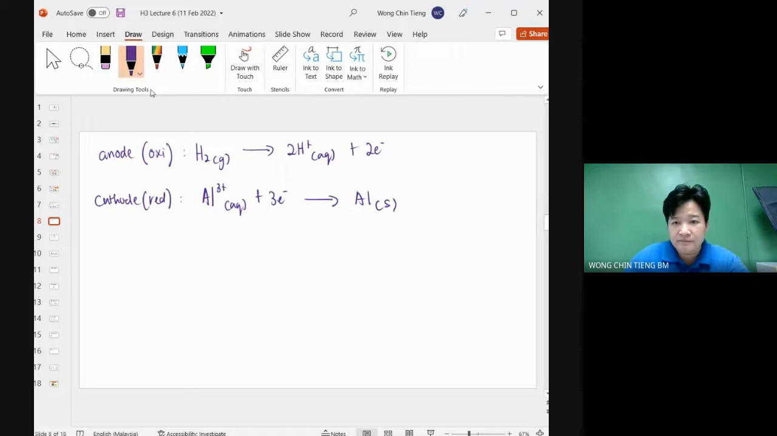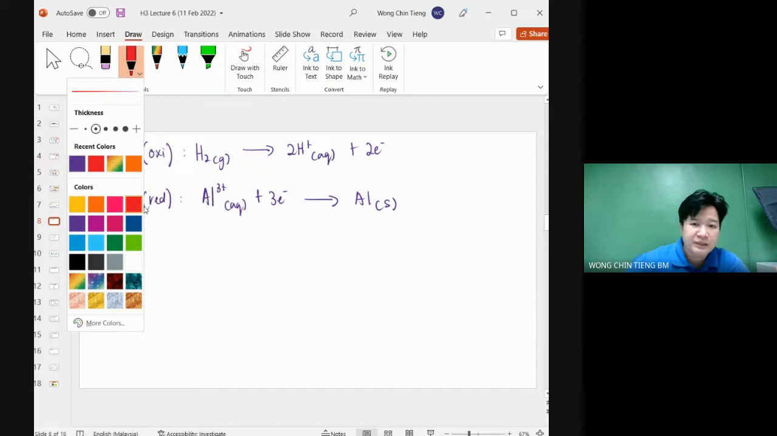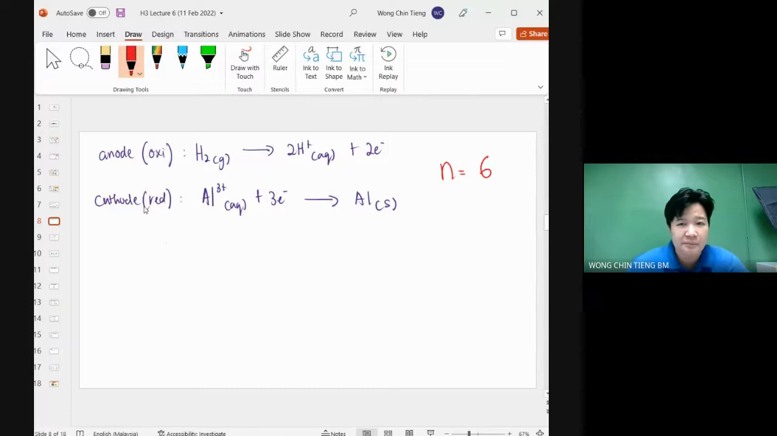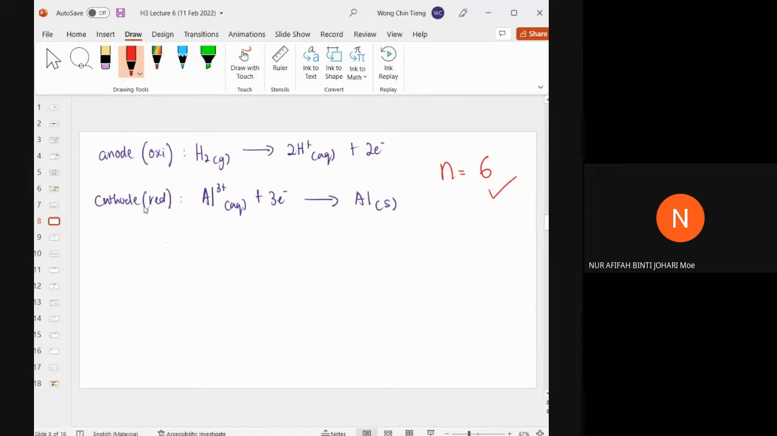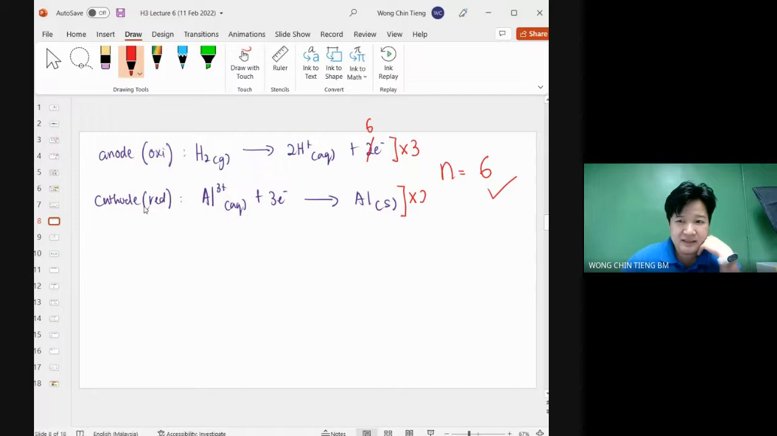For this one, guys, can I know what would be the n? 6. Afifa, why 6? At the anode we need to multiply by 3 so that the electrons we get is 6. The electrons at anode and cathode are the same, 6 electrons. Here we multiply by 3, here we multiply by 2. When you times 3, you times everything. So here we multiply by 2, so 3 becomes 6, and this becomes 2.